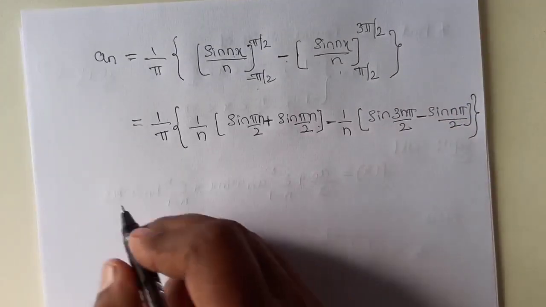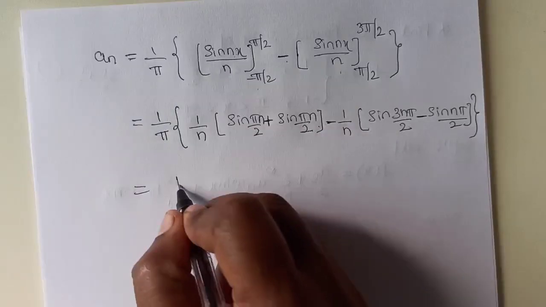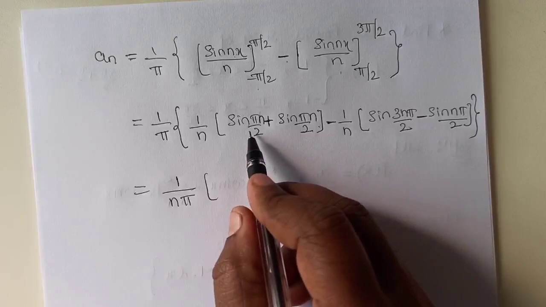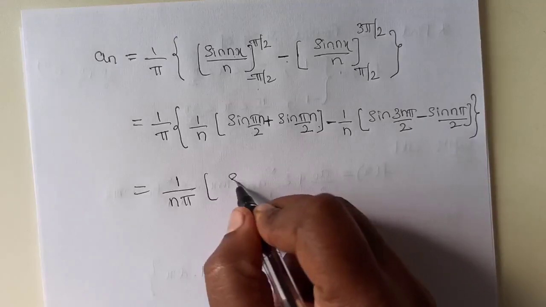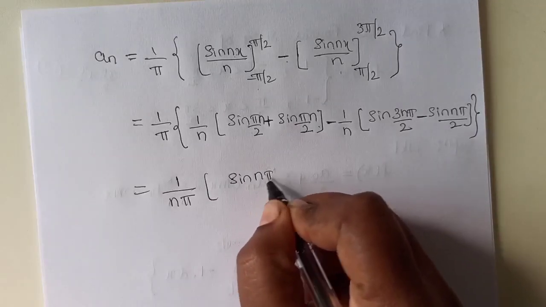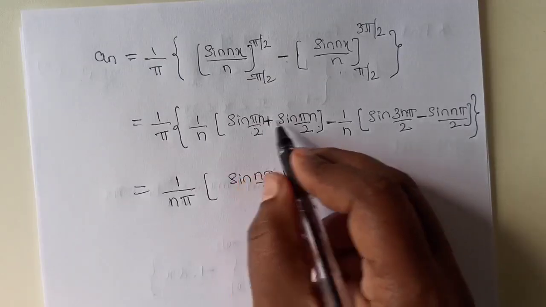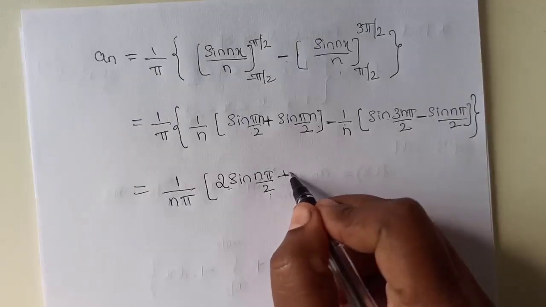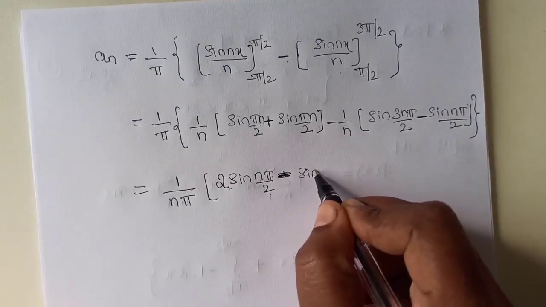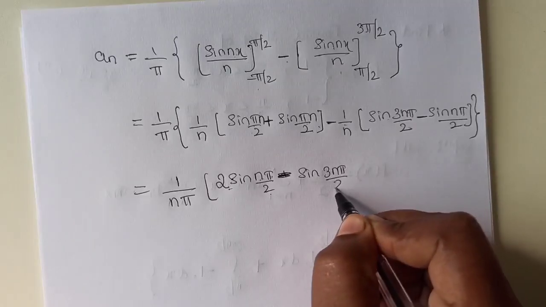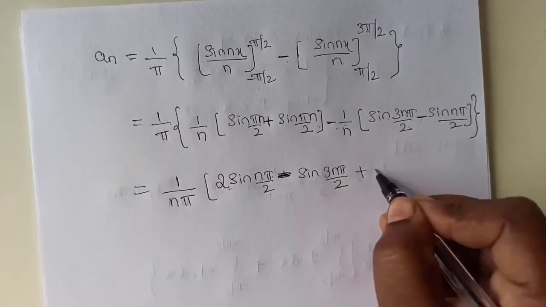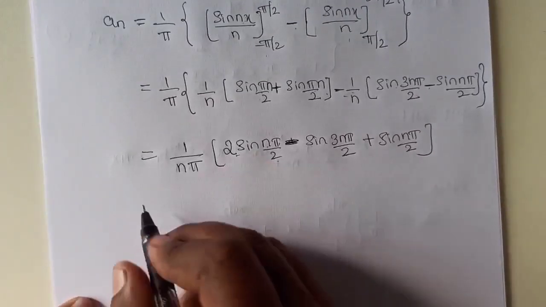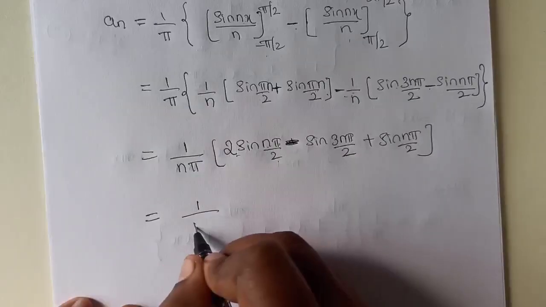So simplifying this, we get 1 by n pi, with 1 by n pi taken outside. Here we have sine n pi by 2 plus sine n pi by 2, which is equal to 2 sine n pi by 2. Here we get minus sine 3n pi by 2, minus into minus plus sine n pi by 2. Further simplifying, we get 1 by n pi.